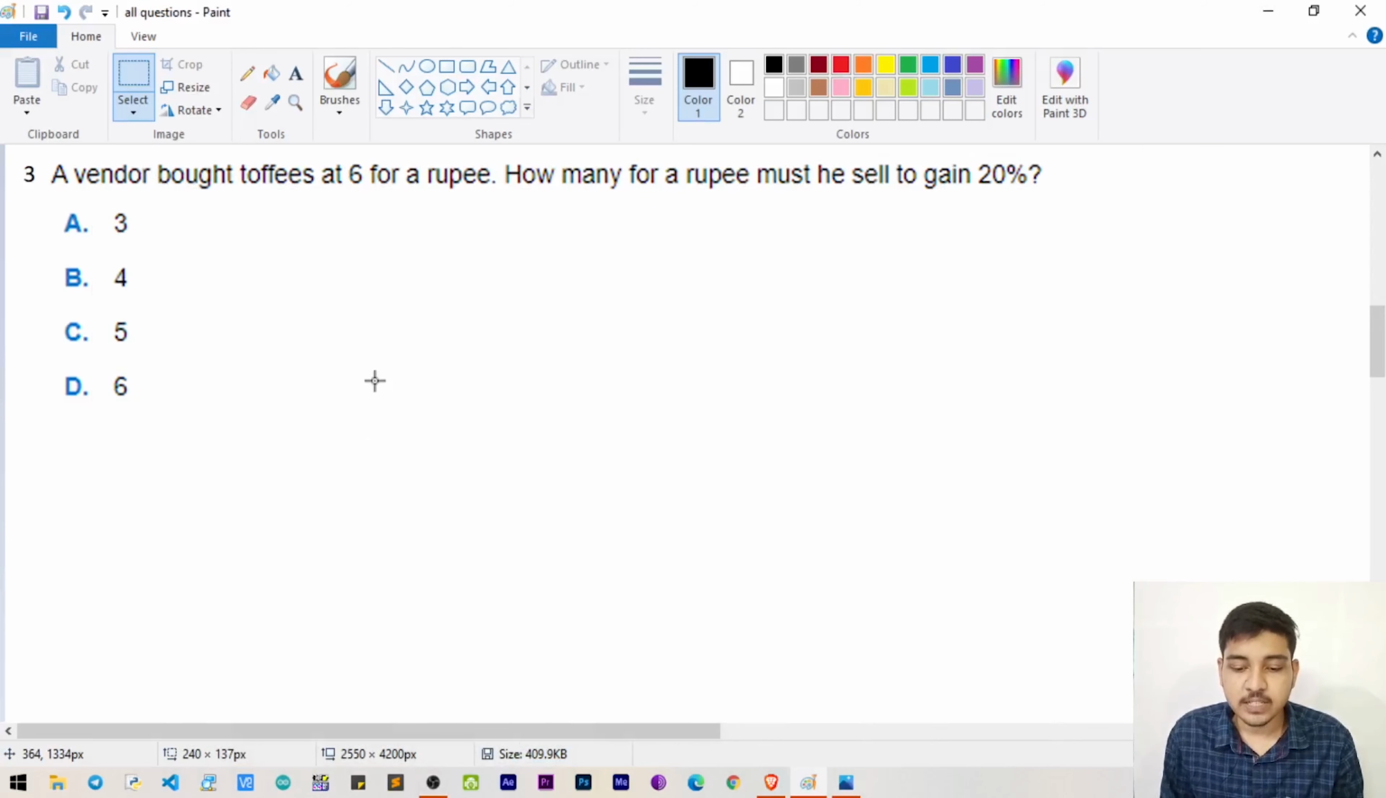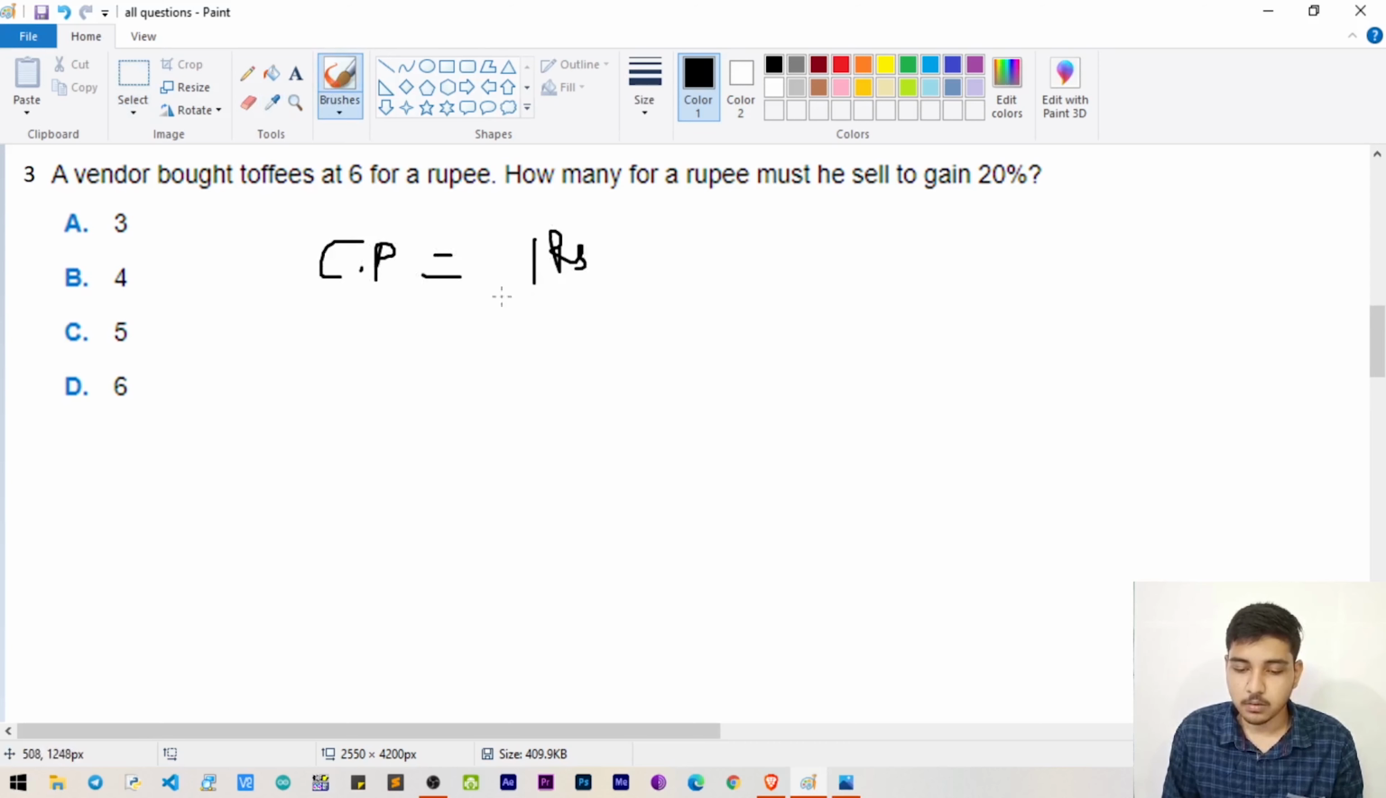Question number 3. A vendor bought toffees at 6 for a rupee. How many for a rupee must he sell to gain 20% profit? So he wants to get a profit percentage of 20. And how many candies should we sell for 1 rupee? He bought 6 for a rupee. So you can simply say cost price of 6 candies is 1 rupee. So cost price of one toffee is 1 by 6 rupee. What we need to find out is the selling price, right?